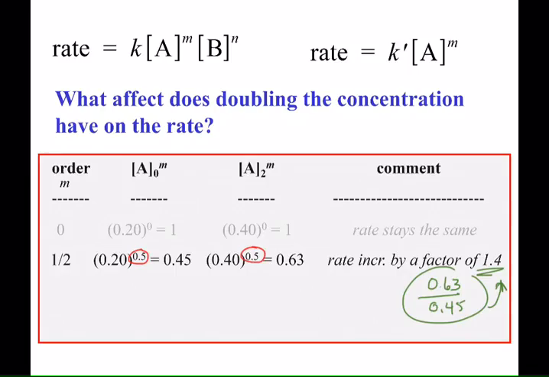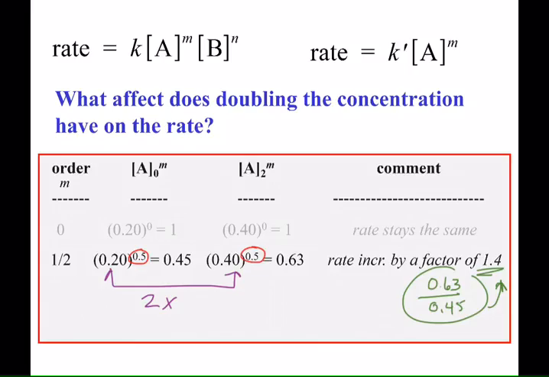And I'm pretty sure this is how this works. You guys can track it down if you want to. You could double any molar concentration, raise it to the 1/2 power, and your ratio is going to be 1.4. Isn't that kind of cool? Now, we don't deal a lot with half reaction orders, but that's how that works. We deal more with the 0, 1, and 2.